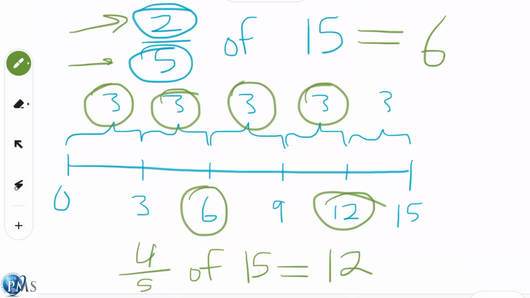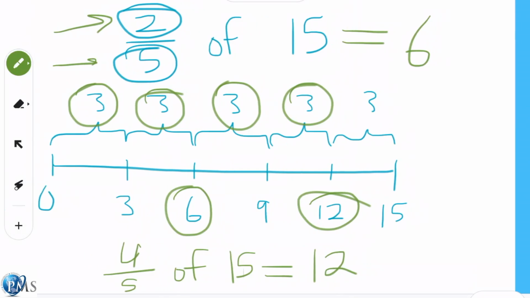Did you know that there's another way that you can figure out these types of problems? In math, there's usually many ways that we can solve the same problem, which is great because that means that usually you get to choose which one you feel most comfortable with and what is easiest for you to figure out. So if we want to try to figure out 2/5 of 15 again, and we don't want to draw this number line every time, maybe it is tedious and it takes us a long time, we could just go like this.